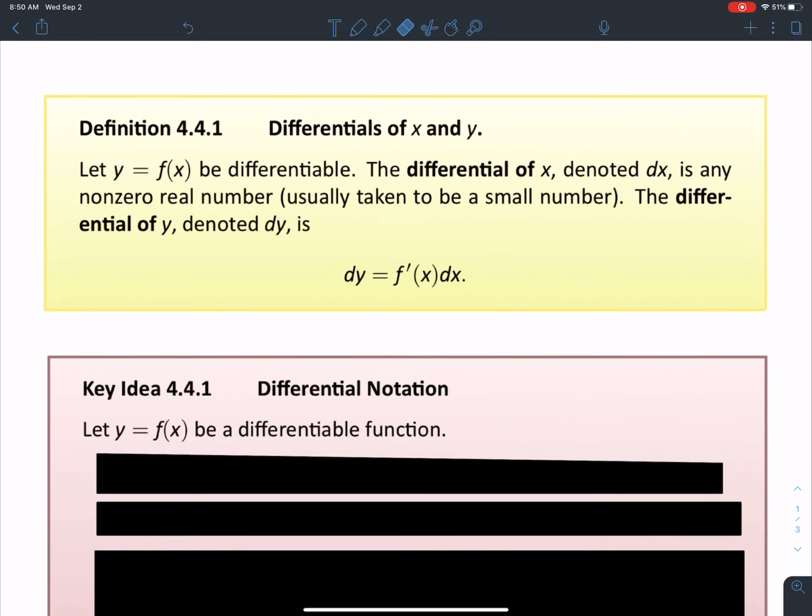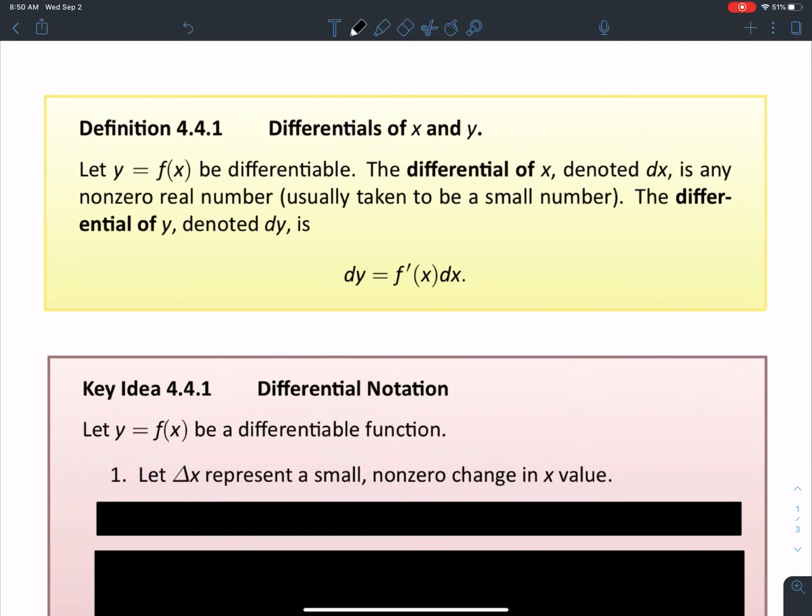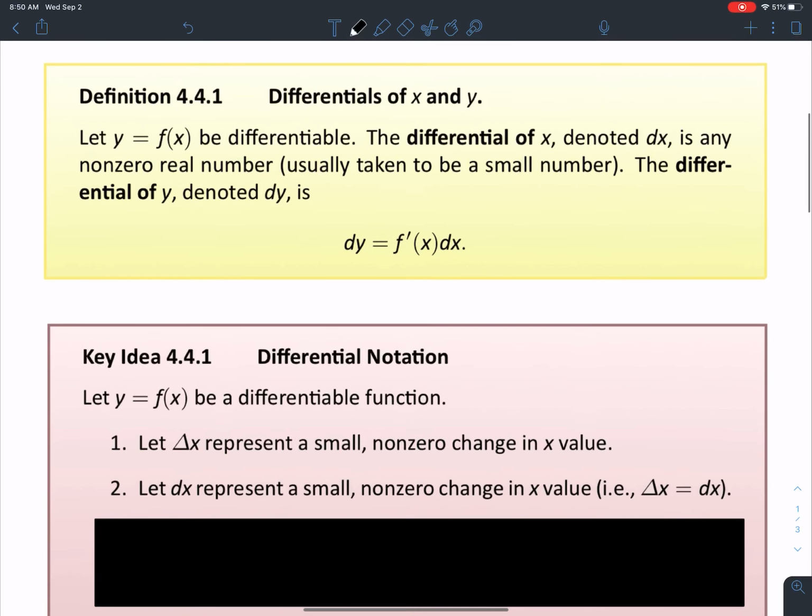Differential notation here. Let y equal f of x be a differentiable function. Then let delta x represent a small non-zero change in x value, and dx represent a small non-zero change in the x value. Okay, i.e. delta x equals dx.